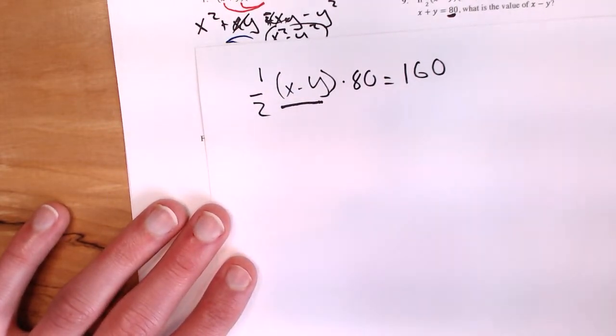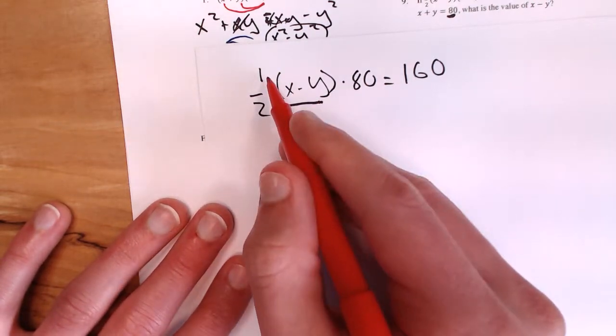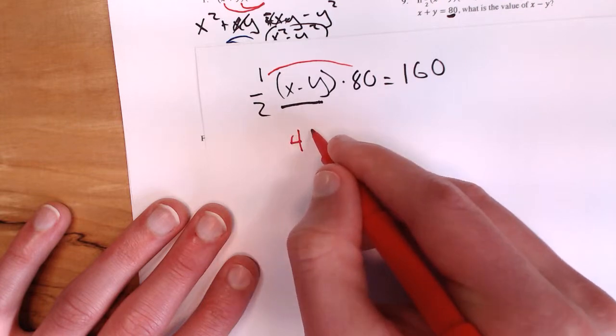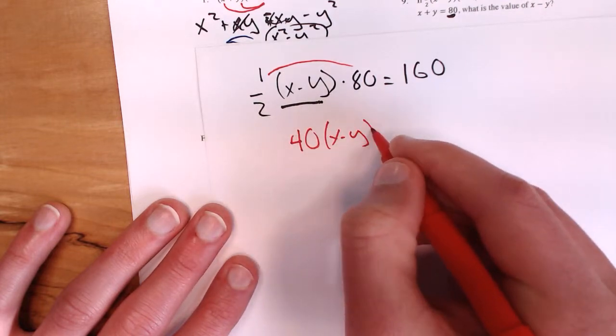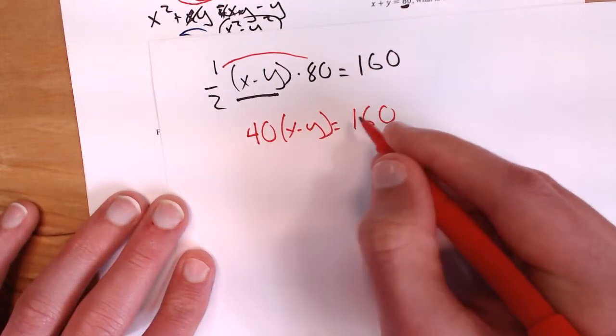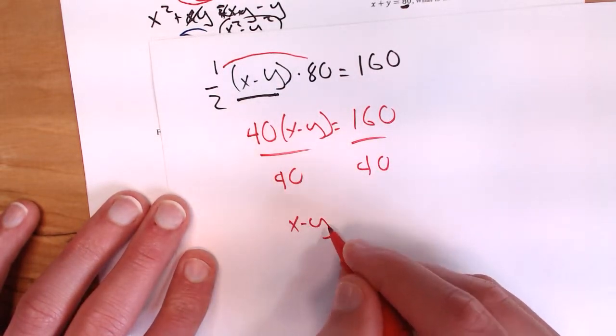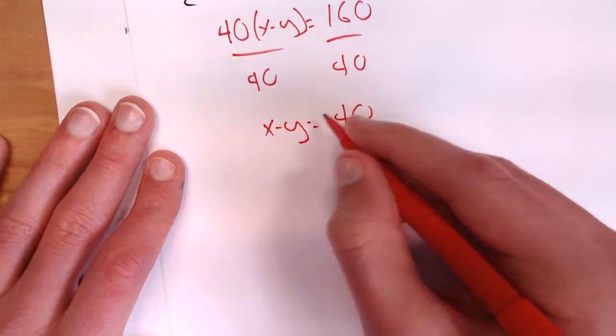So let's see, how do I want to make this less painful? I'm going to go ahead and put these together first. So 1/2 times 80 is 40. So 40x minus y equals 160. And now I'll divide both sides by 40. And I get x minus y equals 40.